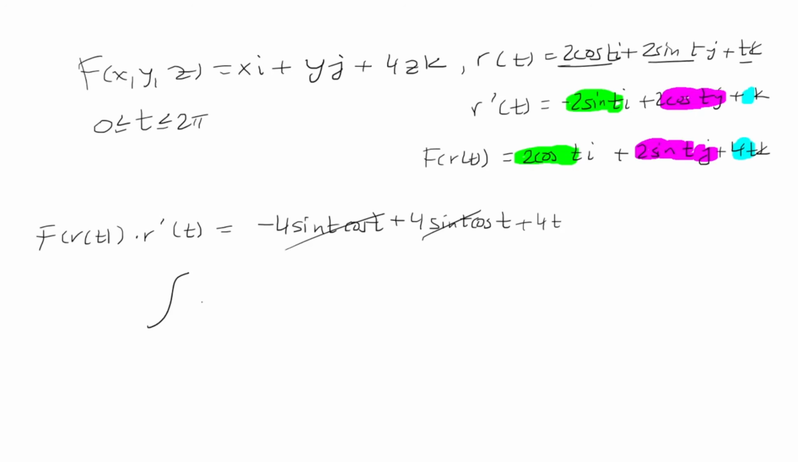So now this is going to go inside the integral, and we're given t is from 0 to 2 pi. Integrating this, we get 2t squared from 0 to 2 pi, and so this is 8 pi squared.